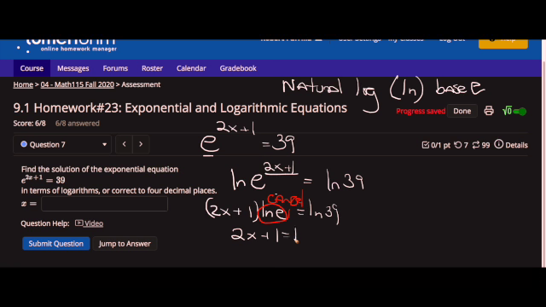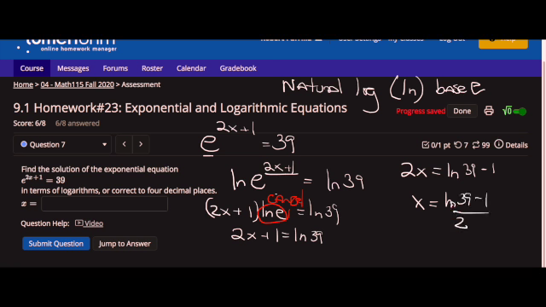It's the same thing. You end up getting 2x plus 1 is equal to ln of 39, and then you have to subtract 1 to get the 2x by itself. So it's ln of 39 minus the 1. The final step is to divide by 2. So that whole expression is the correct answer.